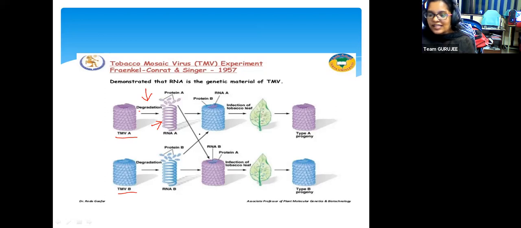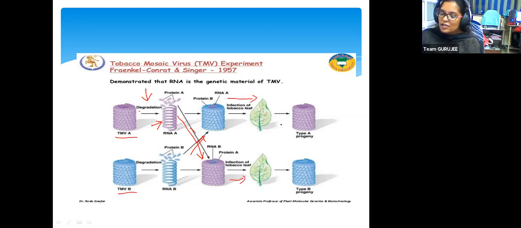Okay, in the second step, what they did is they exchanged the proteins. Protein A is combined to RNA B. See, they have exchanged. Protein B is combined to RNA A. It's just a shuffle, it's just exchanged. Then the third step: after that, they are allowed to infect the tobacco leaf.